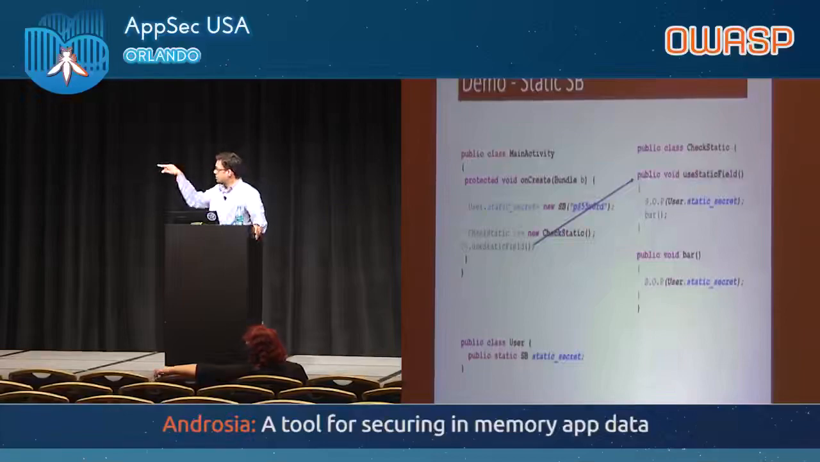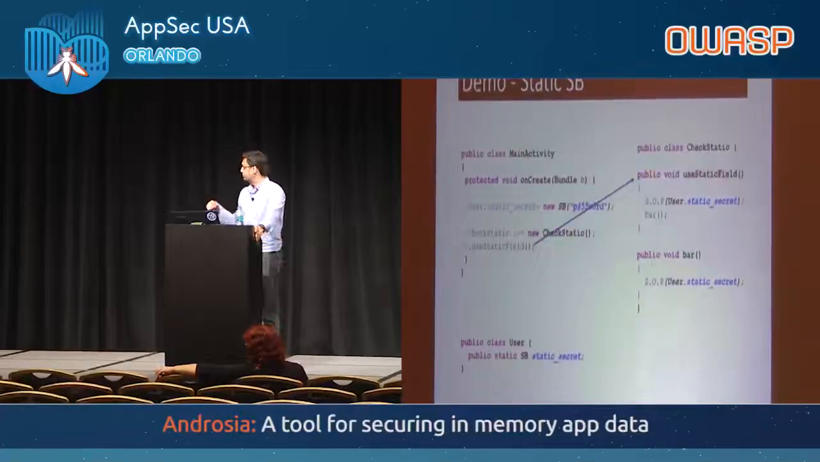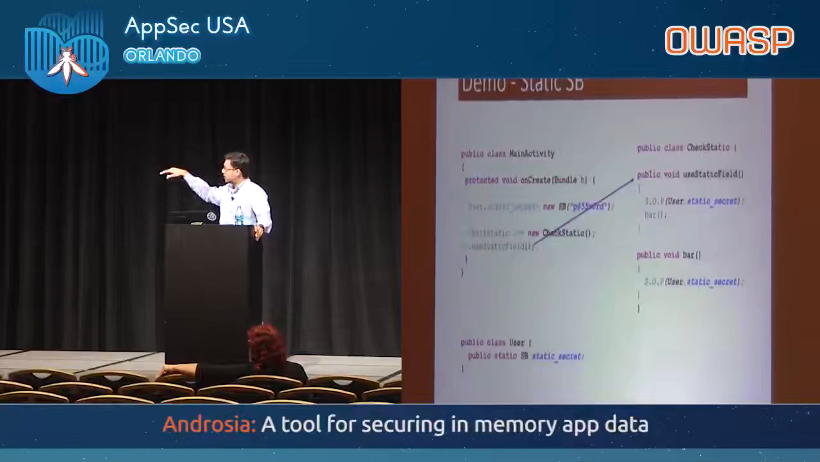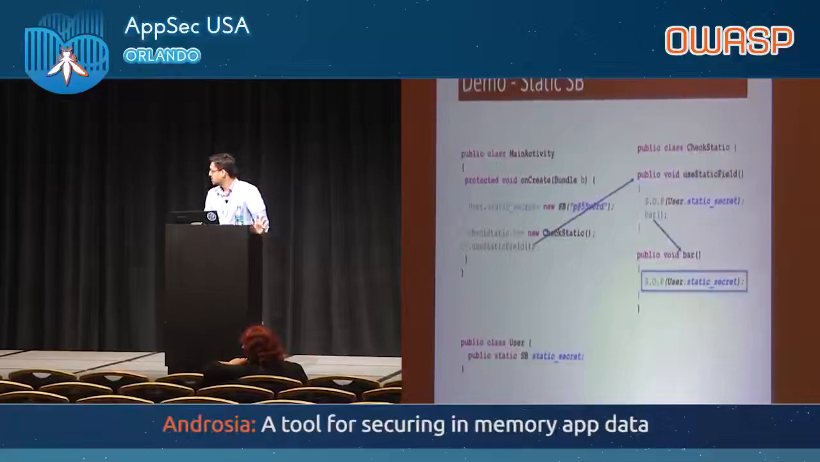So there's the use, and then we are calling bar again. Inside bar, we are using the static secret once more. So if the tool had to run on this piece of code and figure out where the last use of static secret is happening, it's very obvious, right? It's right here. There's no further use of the static secret field. So you can instrument the code right after this statement and clear the content of the static secret object.